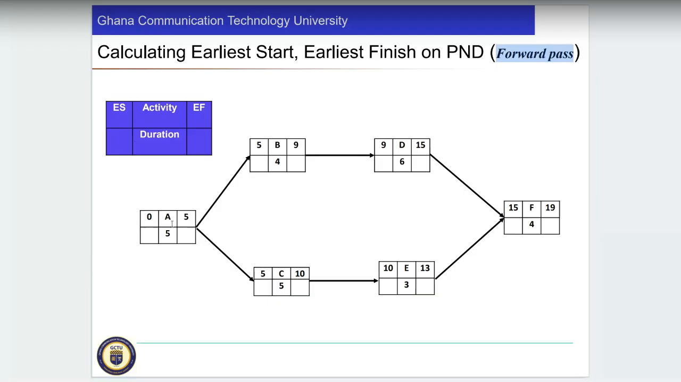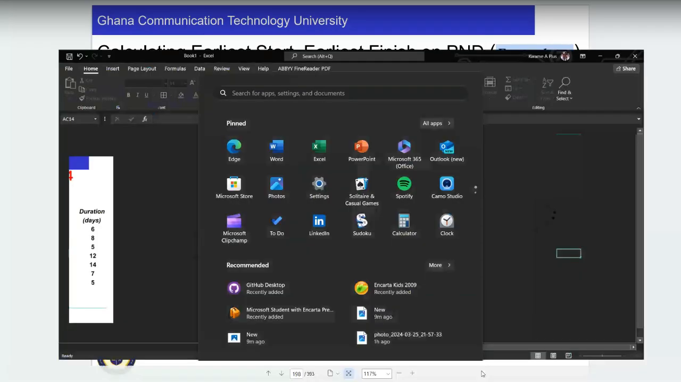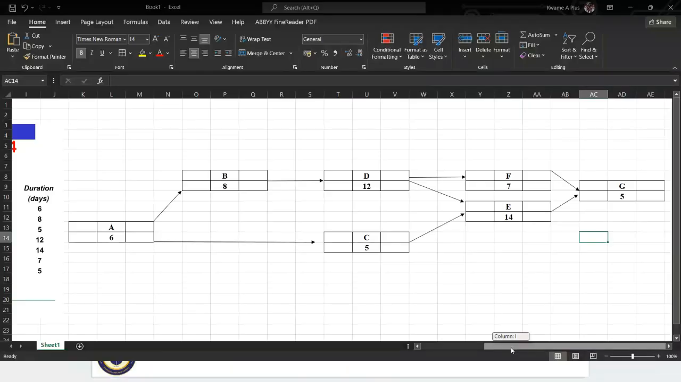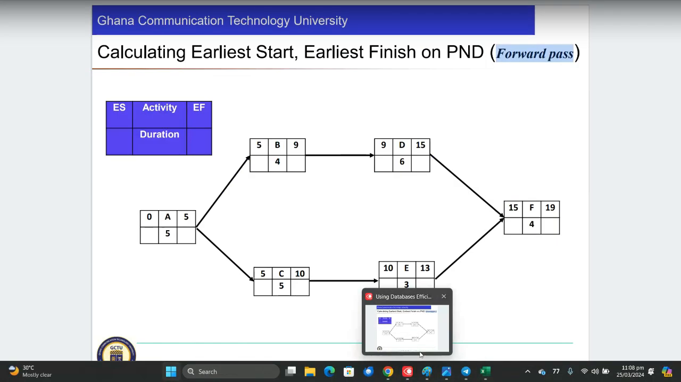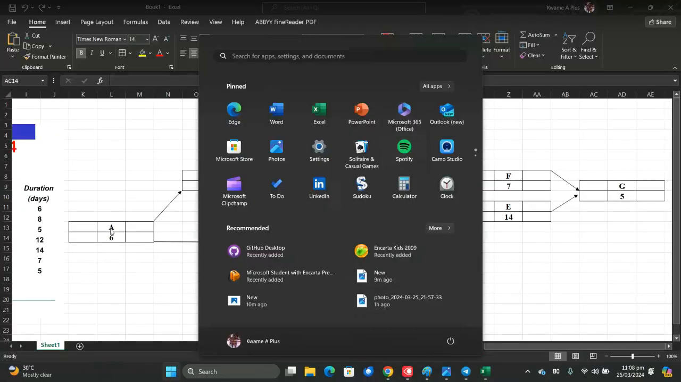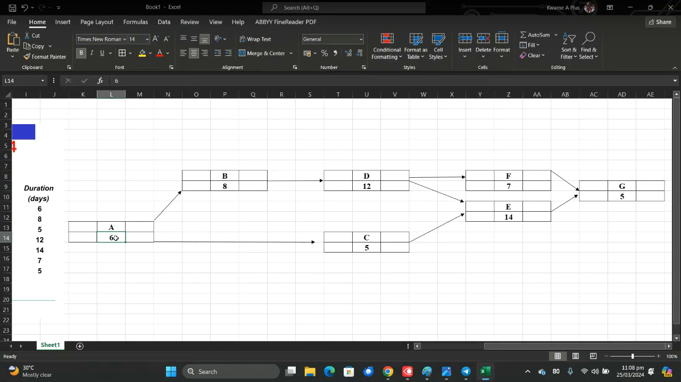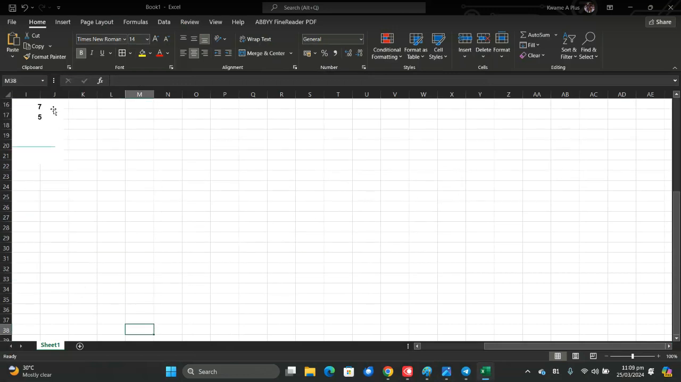Initially, I would like to get that particular diagram in the Excel so that we use it to do that particular work that we want to do. Let me see. This is A is 5, B is 4. Let me just draw the same diagram somewhere here. Let me not change it.